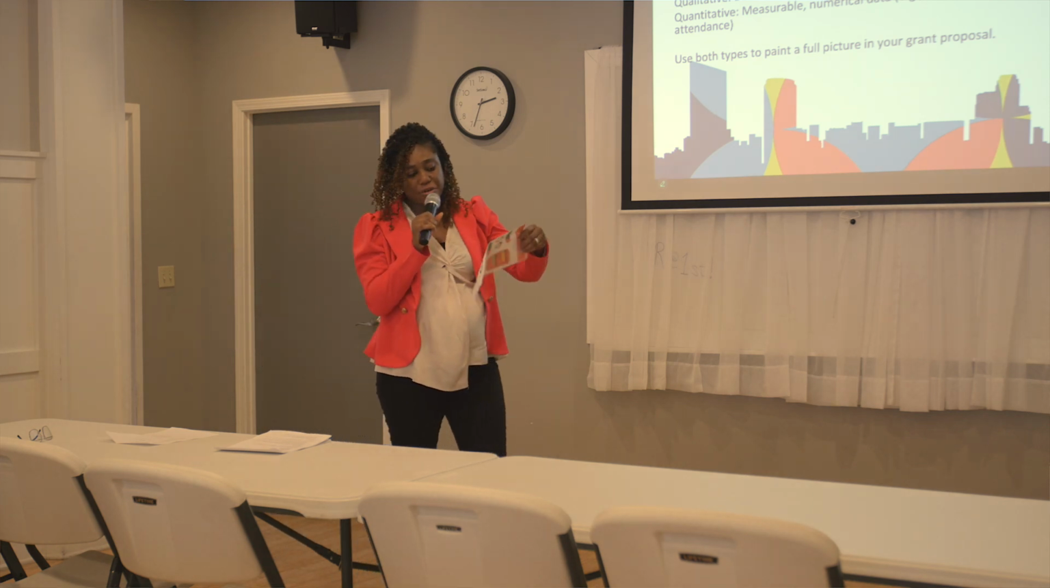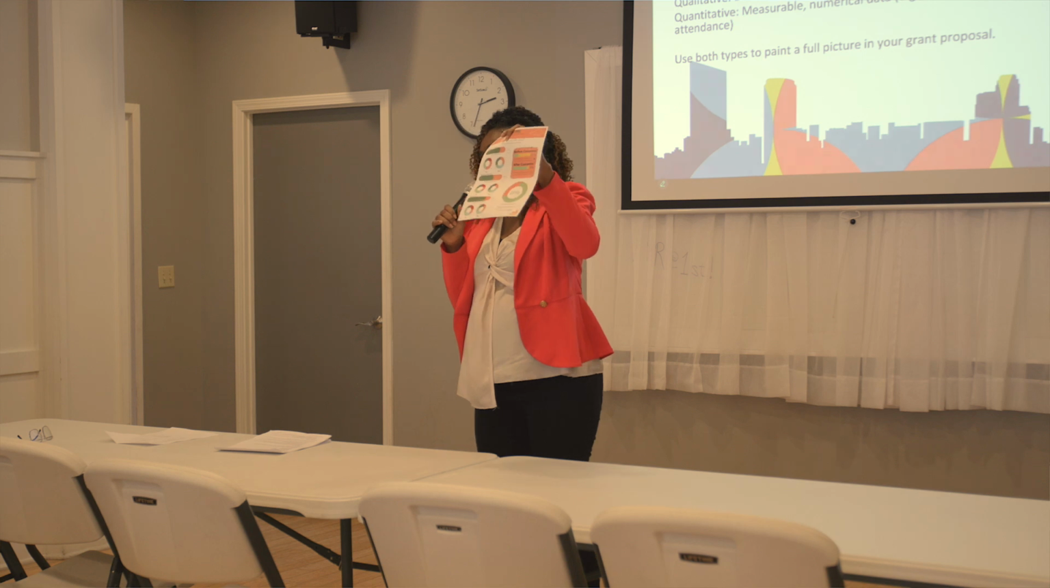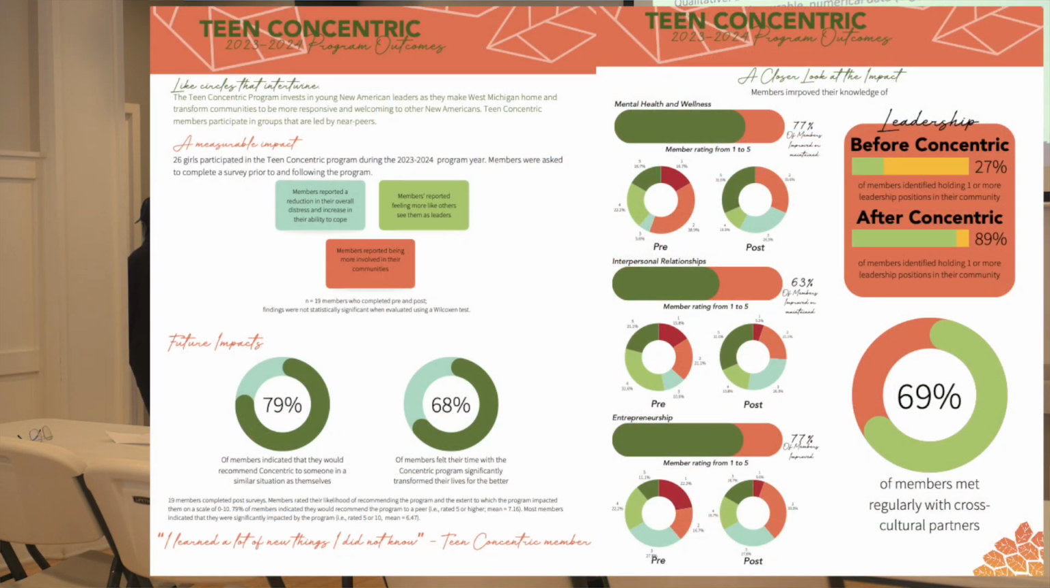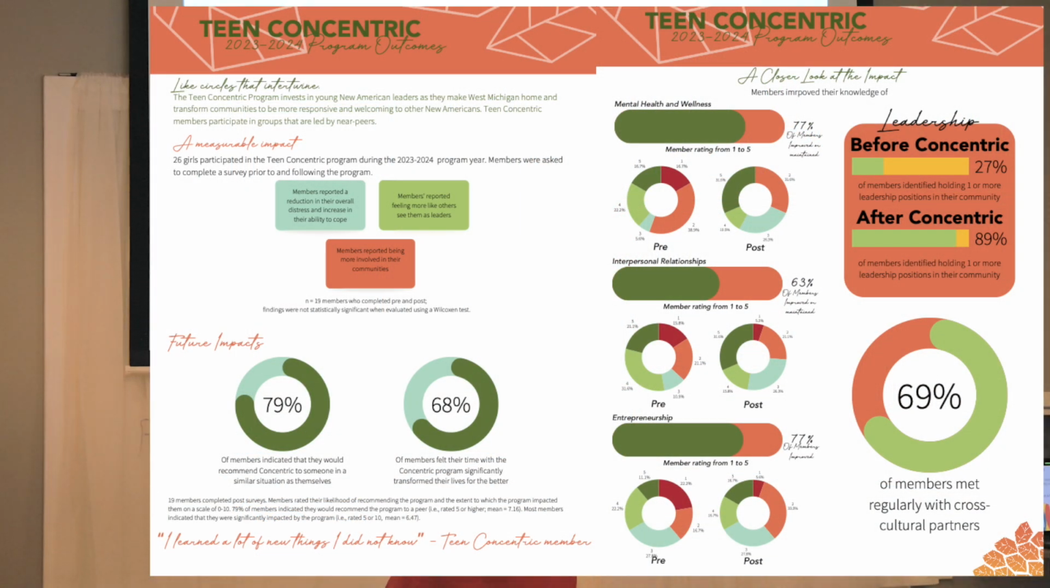If you see from your materials, you have something like this. Yeah, you can see that. Okay, this is a program outcome from one of our programs at Treetops Collective called the Team Concentric. If you look at this data, we have before the program started and after. And with that, we're able to see the progress of these teenagers.